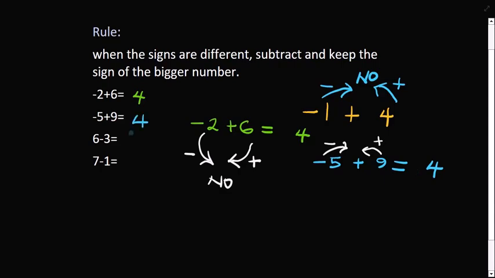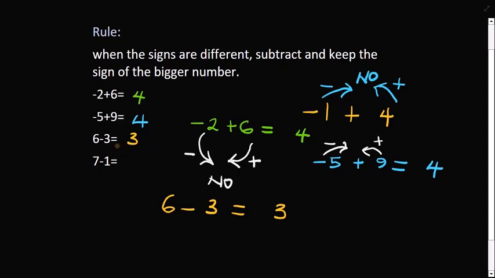For the next question, we have 6 minus 3. The sign of 6 here is positive, and the sign of 3 is negative. Do they have the same sign? No. Because they do not have the same sign, the rule applies, and we always have to use the bigger number to subtract. So 6 minus 3 is 3. Then keep the sign of the bigger number, and the bigger number here is 6. So the answer here is 3.